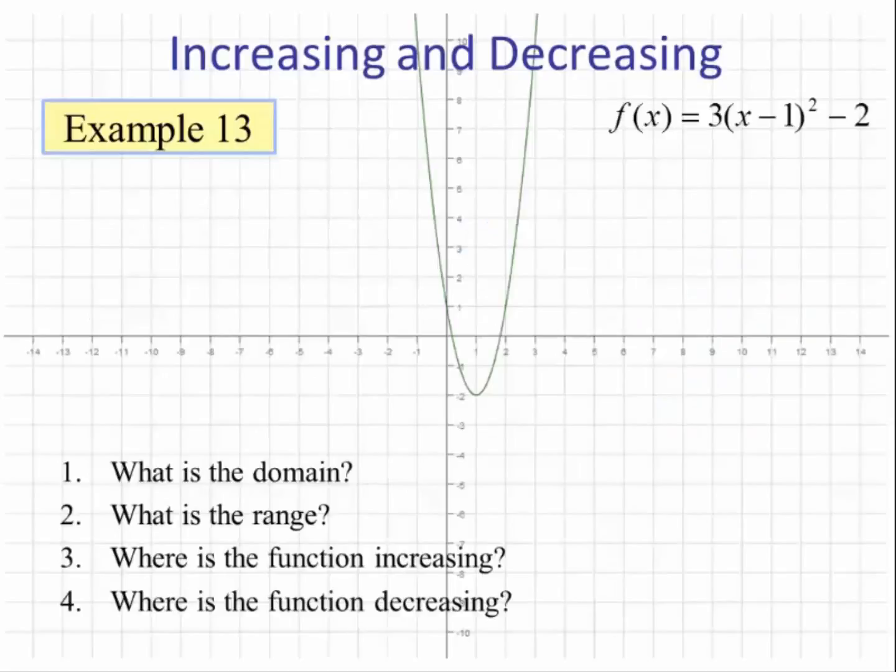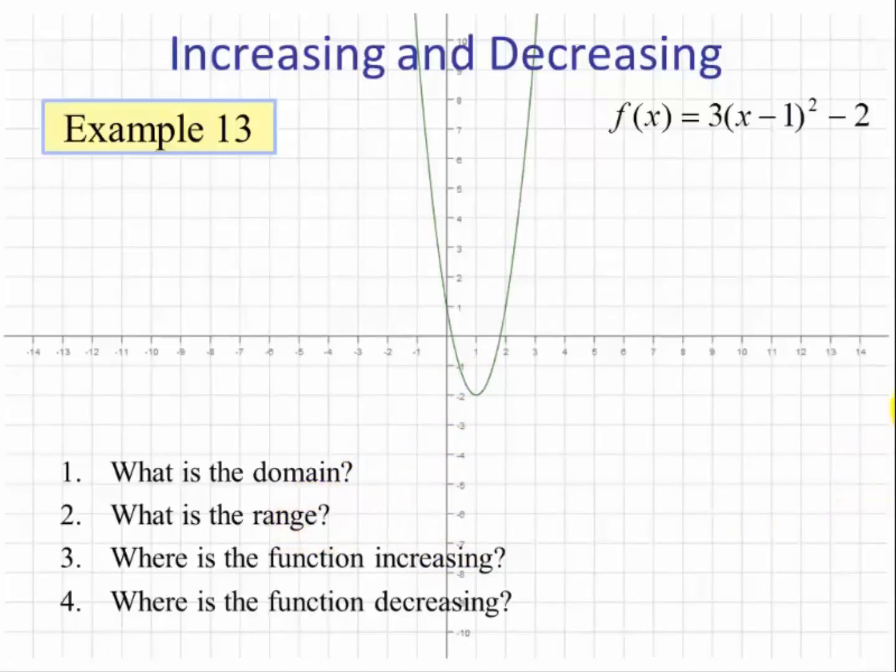Example 13. What is the domain, the range? Where is this function increasing, and where is this function decreasing? Well, number 1, the domain is all real numbers. Every x will have a spot on this graph. What is the range? That's the y values. So since we have a minimum here, these y values below the minimum will not have a spot on this graph. Therefore, they are not in the range.